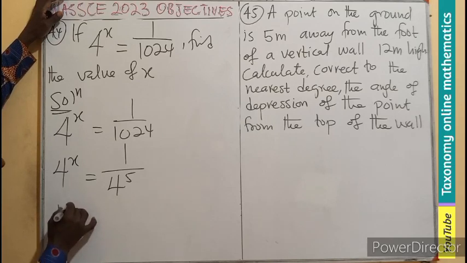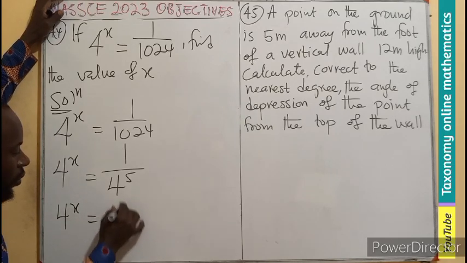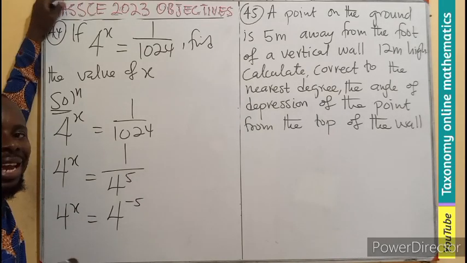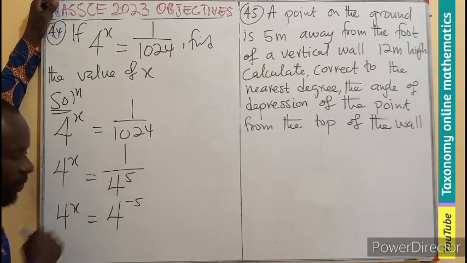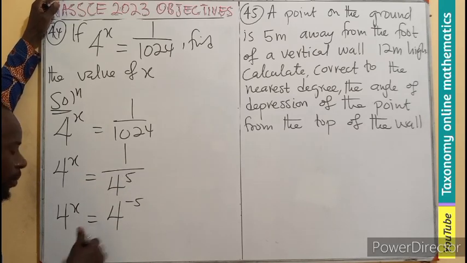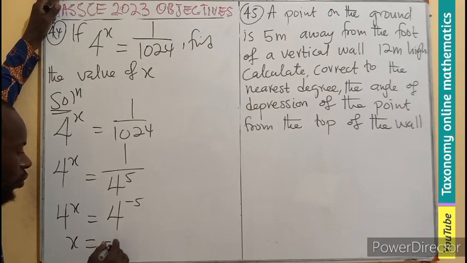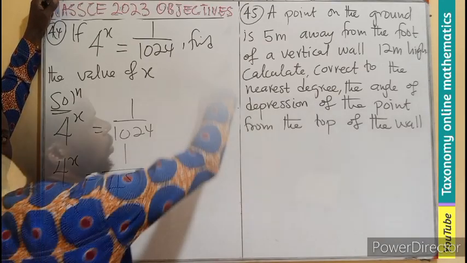So now 4 exponent x will be equal to 4 exponent negative 5, the reciprocal of this. Alright, the bases are the same, so x will be equal to negative 5.